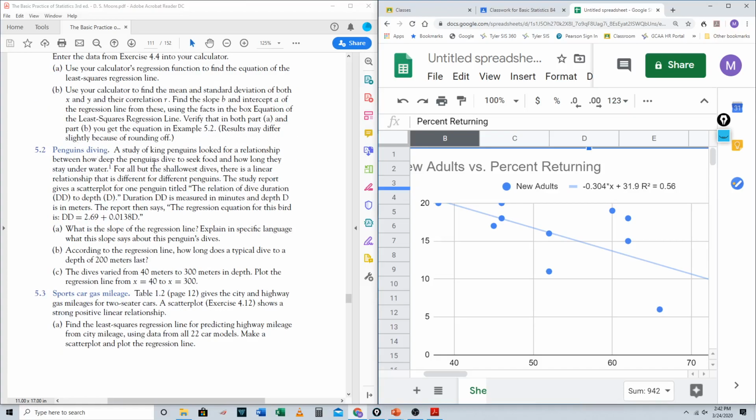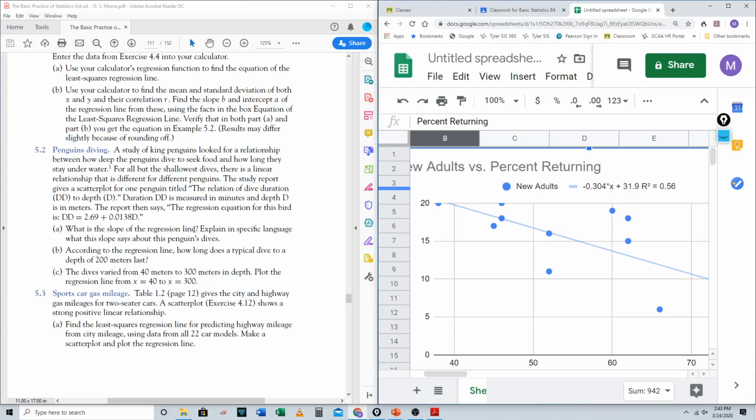Now 5.2, a study of king penguins looked for a relationship between how deep the penguins dive to seek food and how long they stay underwater. For all but the shallowest dives, there's a linear relationship that is different for different penguins. The study report gives a scatter plot for one penguin titled The Relationship of Dive Duration dd to Depth d. The duration dd is measured in minutes and depth d is measured in meters. The report says the regression equation for this bird is the dive duration is equal to 2.69 plus 0.0138 for depth. Right, so that's per what, meters of depth.